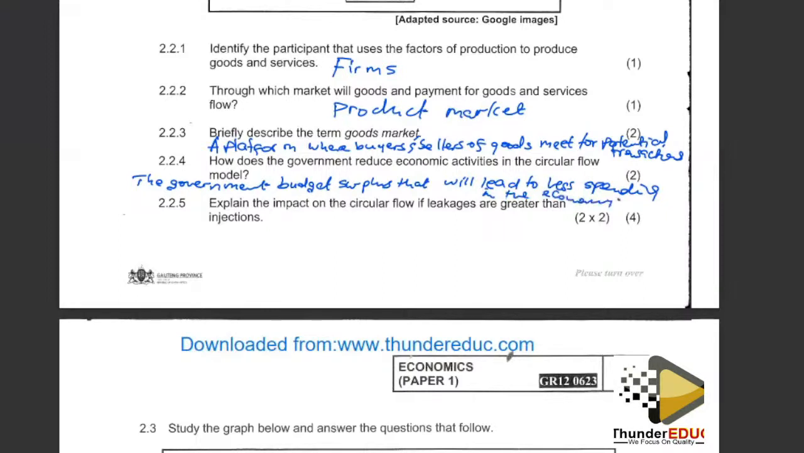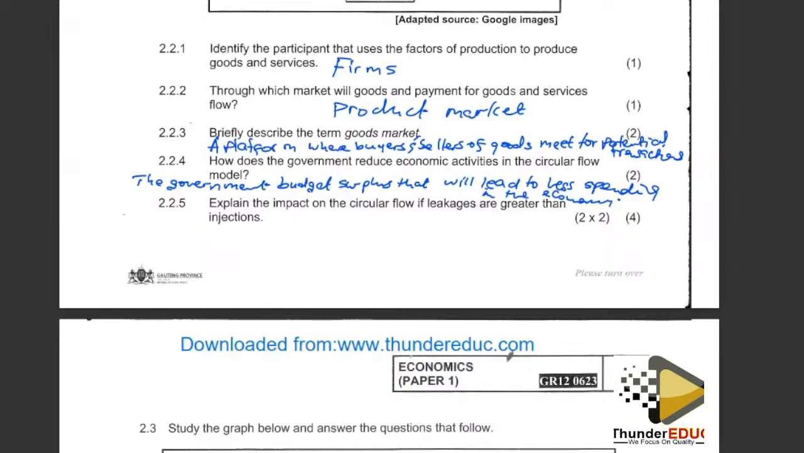Okay, right, good talk. So now at this juncture, we have actually pushed on. So now let's move on to 2.2.5. 2.2.5 reads as follows. Explain the impact on the circular flow if leakages are greater than injections. What do we mean by leakages? When we talk of leakages, we check the outflow of money, the money that goes out of the pool of collection. Then when you talk of injections, we check the inflow of money, or the money that comes into the economy.